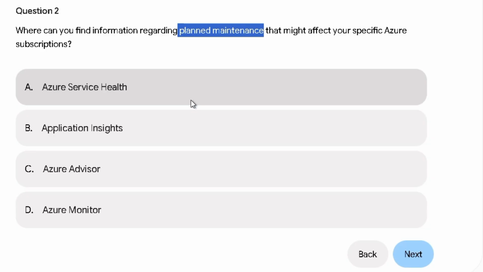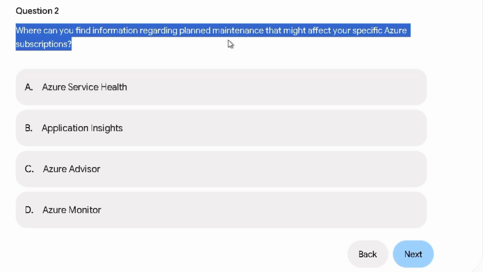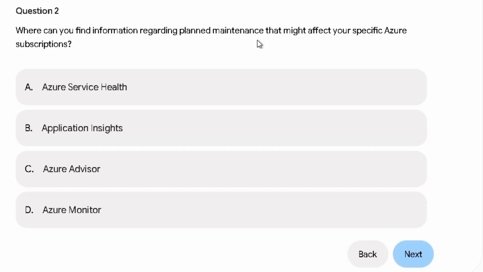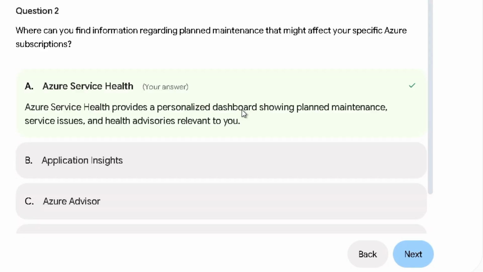And this is because, remember, I've talked about doctors. So if I'm going to do some maintenance or something that's going to affect me, I want to see some sort of service that is going to help me with that. Application Insights, remember, this is where I see my applications. The Advisor is what's going to advise me for cost and reliability of my services. And Monitor is what's going to allow me to monitor stuff. Correct answer, Azure Service Health. Azure Service Health provides a personalized dashboard showing planned maintenance, service issues, and health advisories relevant to you.